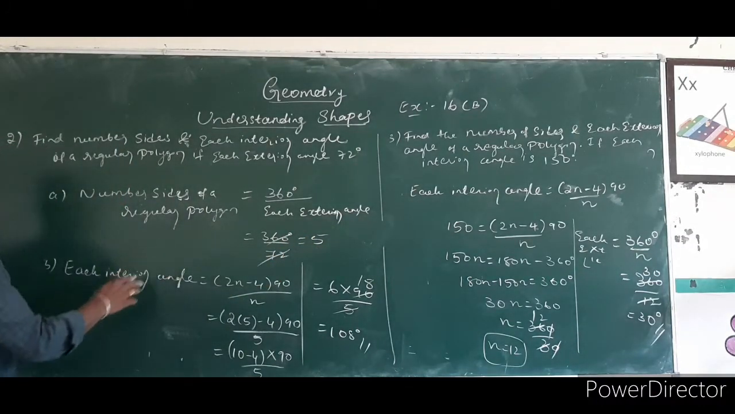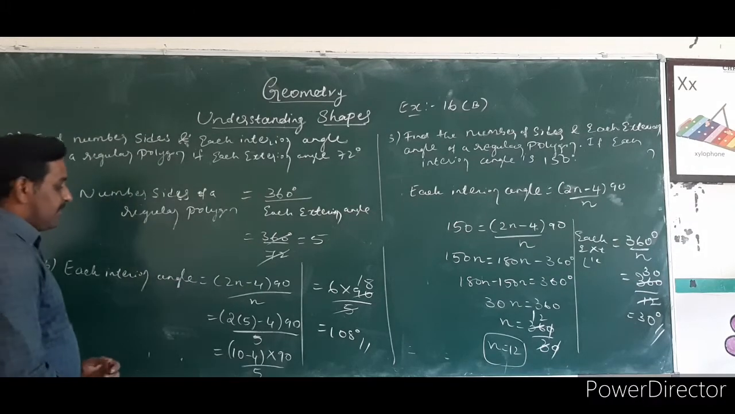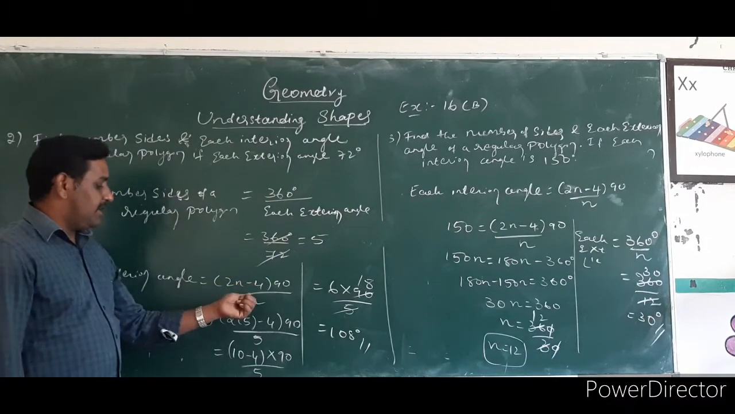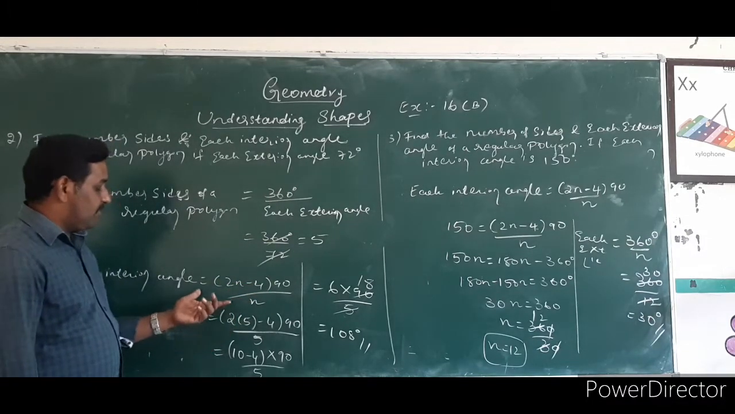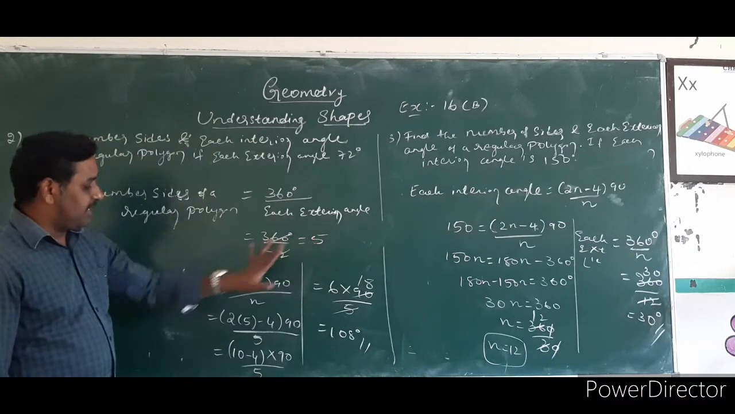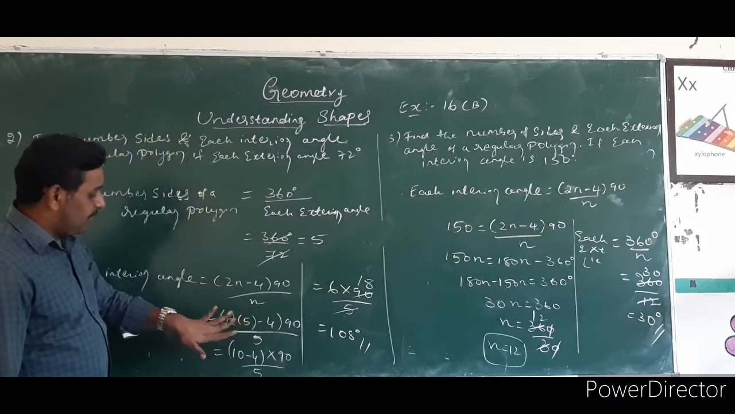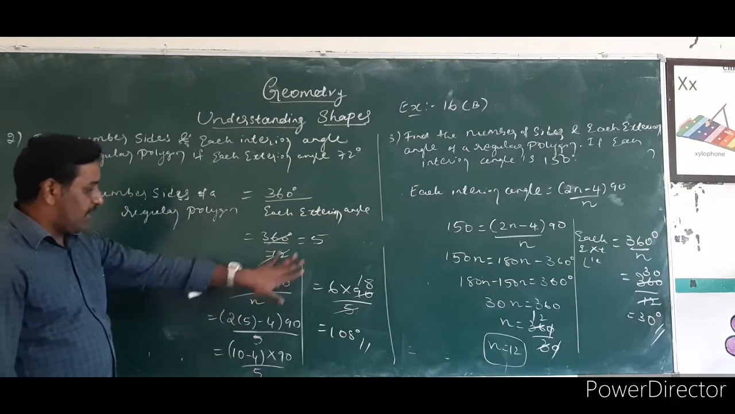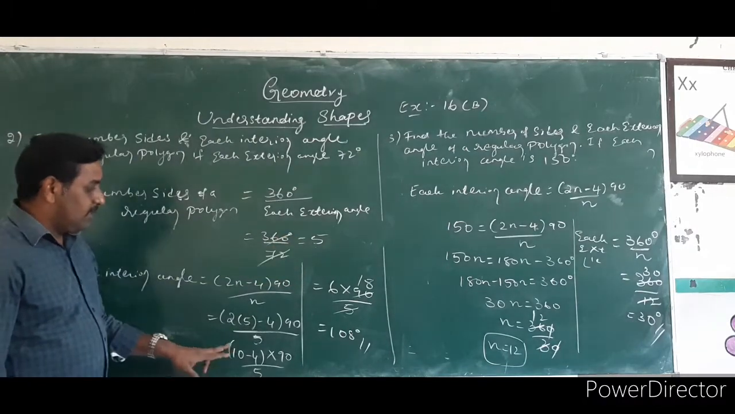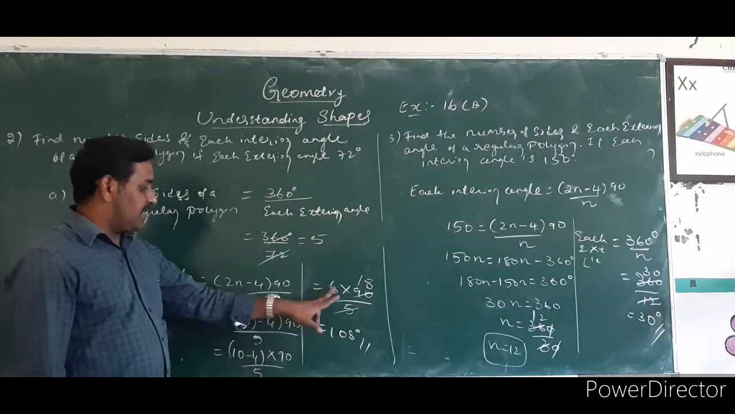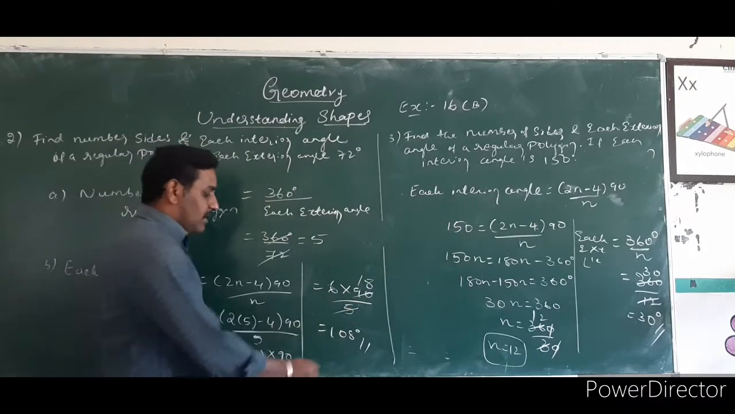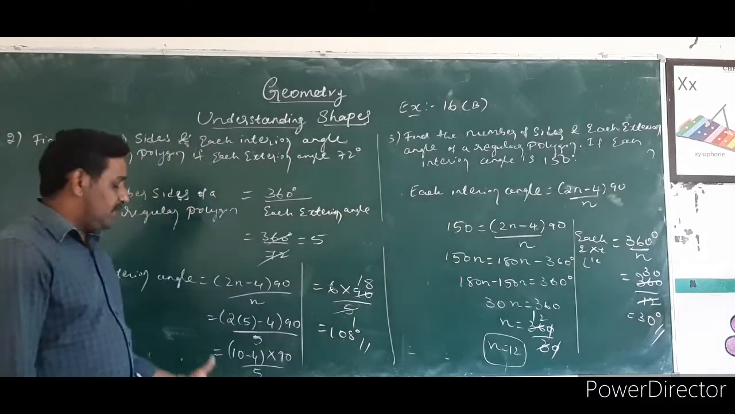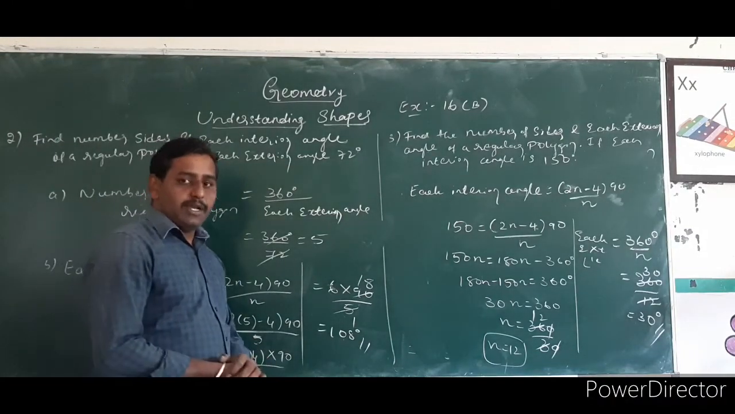After finding the number of sides, you have to find each interior angle. The interior angle formula is (2n minus 4) times 90 degrees divided by n. So 5 is the number of sides; substitute n value 5. 2 fives are 10, minus 4 is 6, so 6 times 90 divided by 5. 5 ones are 5, 18 sixes are 108. We find the interior angle of the polygon easily.